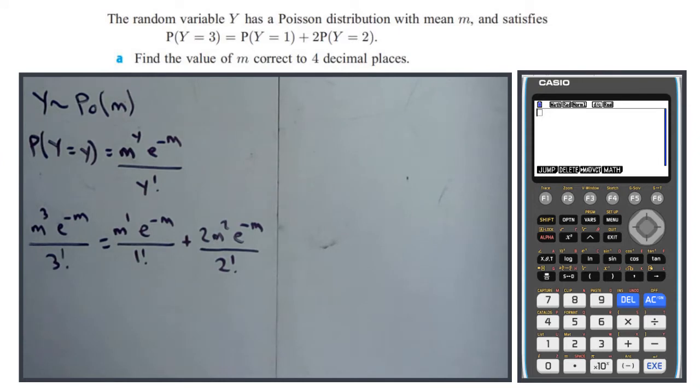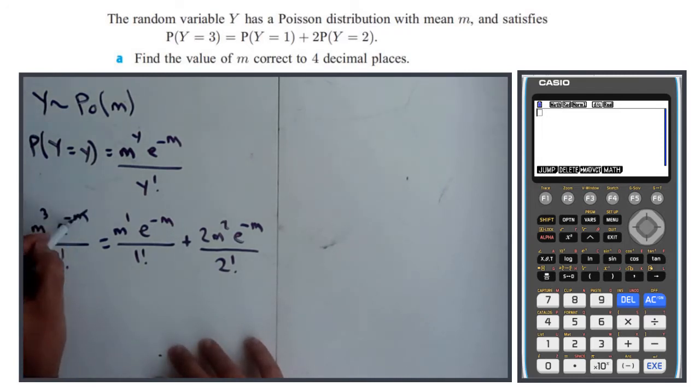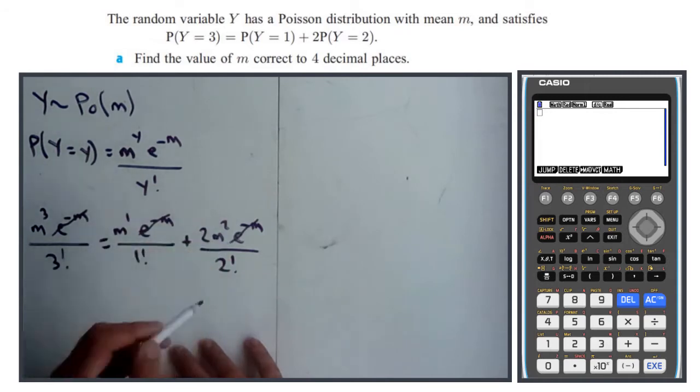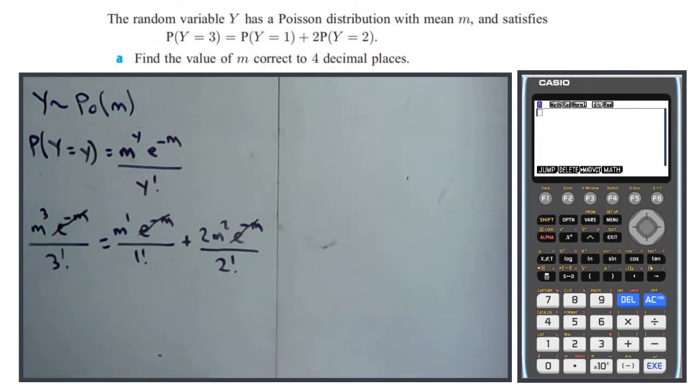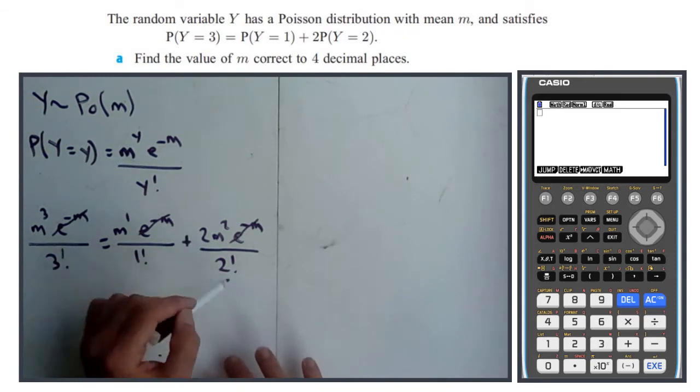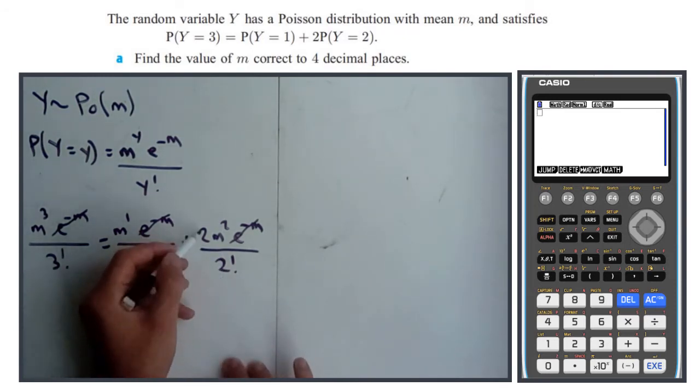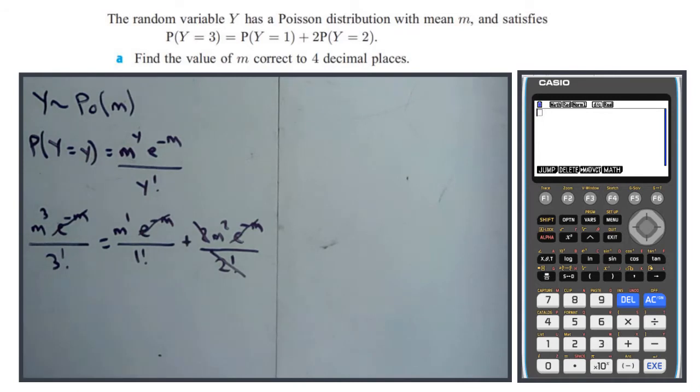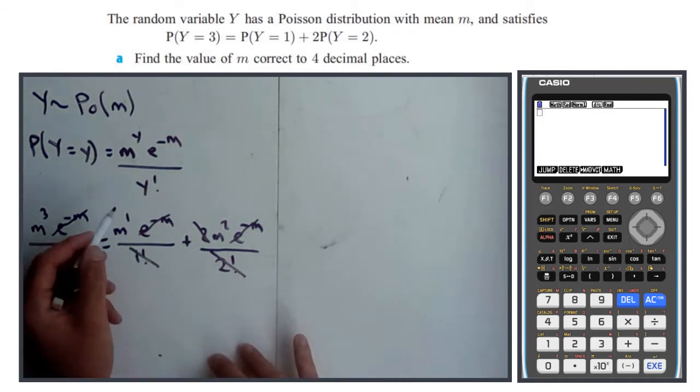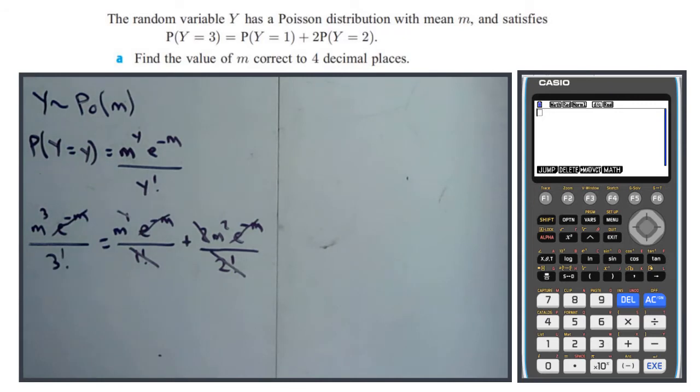So you can see some quite good things are going to happen now. Firstly, in all 3 terms you've got this common factor of e to the minus m. So I'm just going to divide through by e to the power minus m, which will make things a lot easier to deal with. And secondly, you've got this 2 over 2 factorial. Well, 2 factorial is just 2 times 1, so the 2 cancels nicely with the 2 factorial. 1 factorial is just 1, and m to the power 1 is just m. Also 3 factorial, 3 times 2 times 1, is 6.